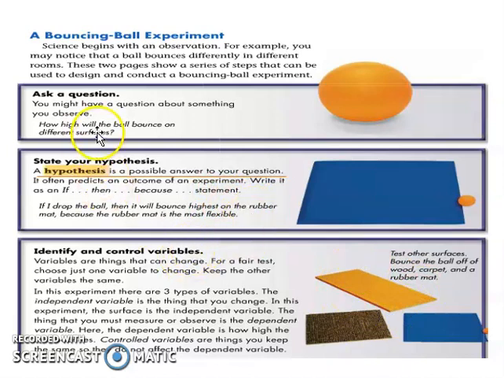Now, the next step of doing the experiment is to identify and control the variables. What is the meaning of variables here? When we are doing the experiment, there are three types of variables mentioned here. In this experiment, there are three types of variables. I will show it here.